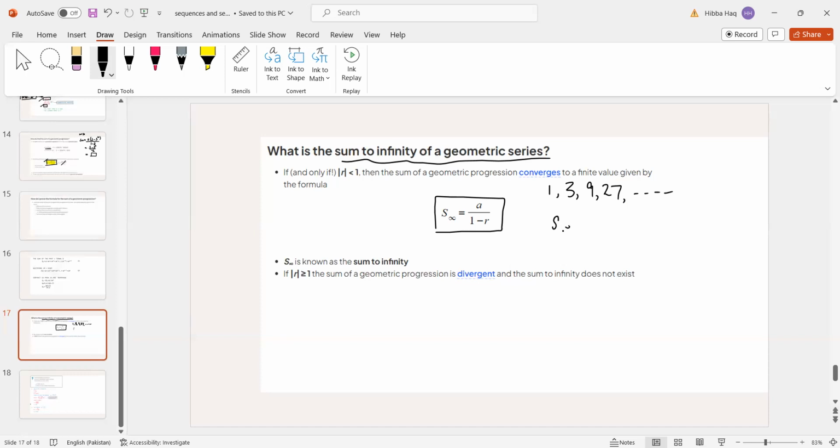So the sum to infinity for this sequence is going to be A, that is 1, divided by 1 minus R, that's 1 minus 3. So you're going to get 1 divided by minus 2, that's basically minus 0.5. That is basically the sum to infinity. It's a very simple one for this specific progression. However, it can be complicated in the way that it gives you a lot of decimals and some numbers like that. So basically, that is the sum to infinity.